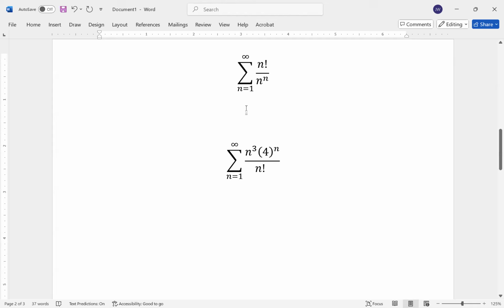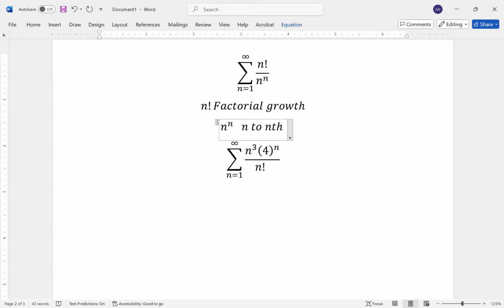All right, so here we have a couple of types of growth going on in this problem. In the numerator, we have an n factorial growth. That is, again, factorial type growth happening in the numerator. And then we have an n to the nth power growth. That's happening in the denominator.